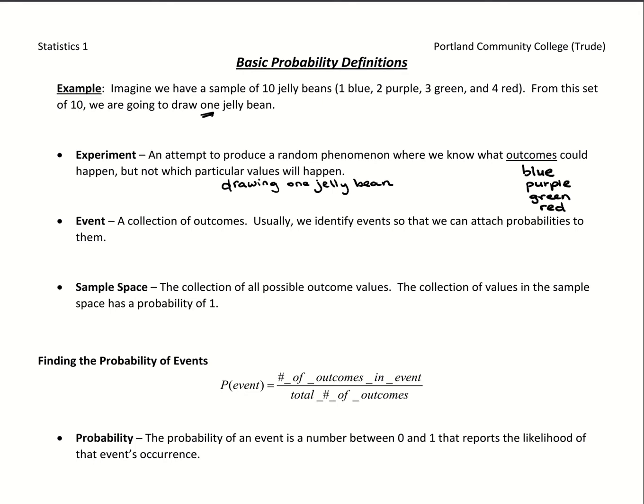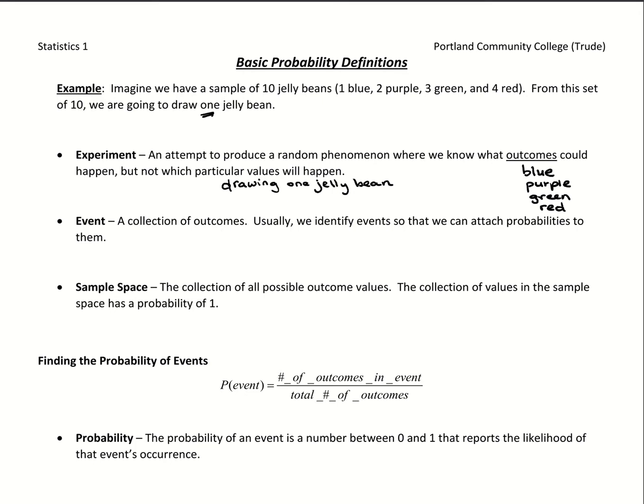An event is a collection of outcomes. So what we could look for is, if we are choosing 2 jelly beans, the event of a blue and red, or a blue and then a purple jelly bean. So we can describe events by collecting different possible outcomes.